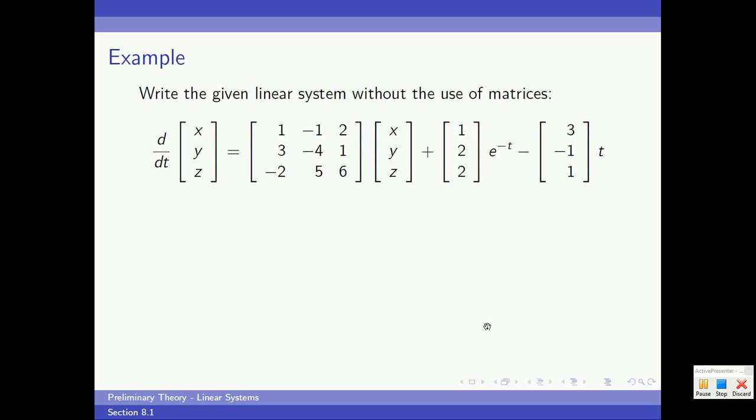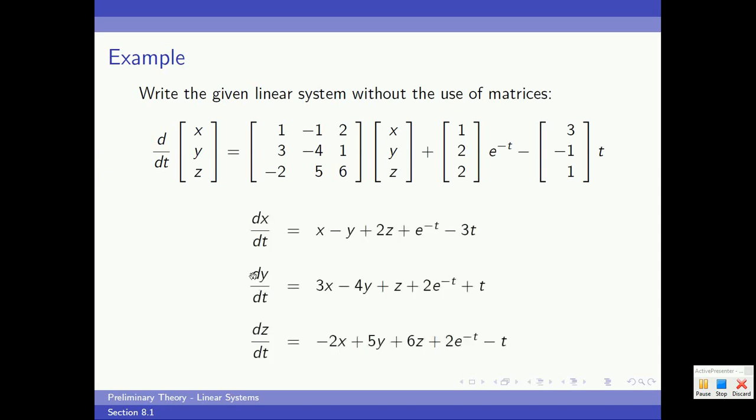Okay, so now going backwards, we can write this as a system. If we have the derivative of x, y, z on the left hand side, we're going to have dx/dt, dy/dt, dz/dt. Here, to get our first row, our first equation, we're going to take this row times this column and add them. So we're going to have 1 times x minus 1 times y plus 2 times z plus 1 e to the negative t minus 3t. So that's what's going to be in our first equation. So again, 1x minus 1y plus 2z plus 1 e to the negative t minus 3t, which is what we have in this first one.